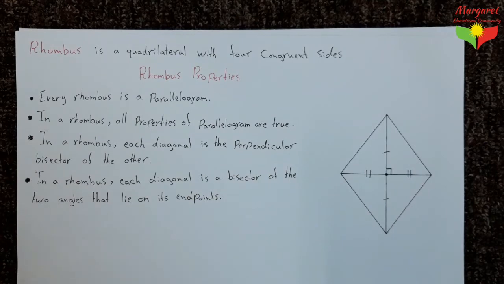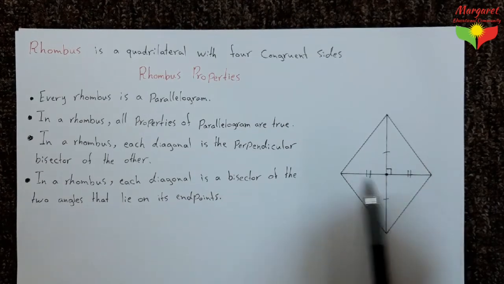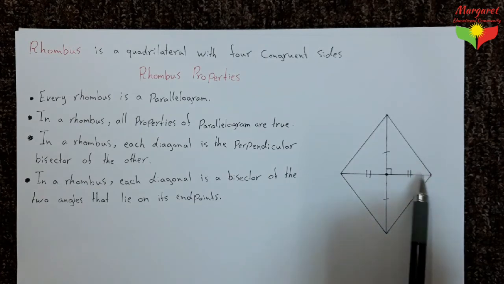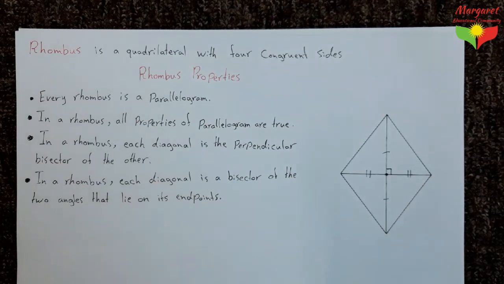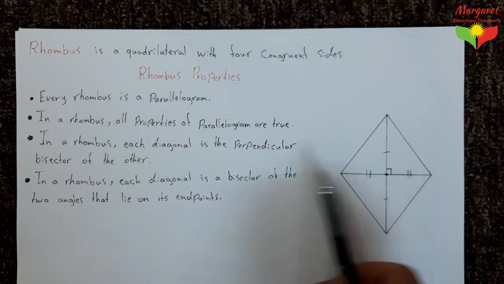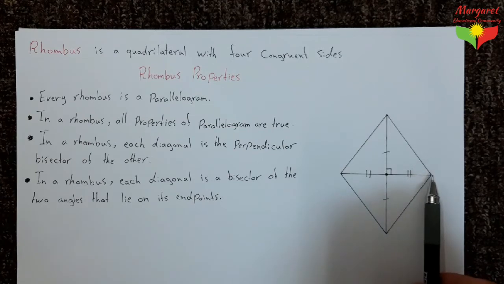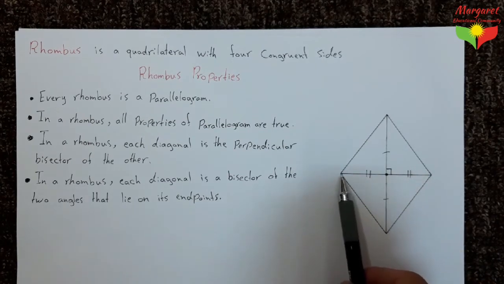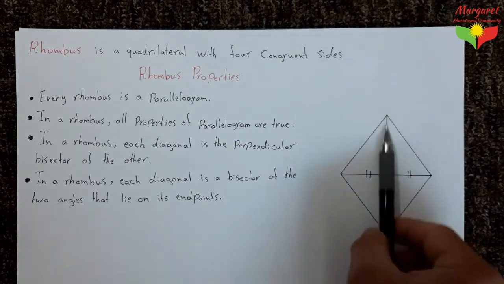And the fourth one says in a rhombus each diagonal is bisector of the two angles that lie on its endpoints. واتە هەر diagonalێک ئەو دوو گۆشانە bisect ئەکا کە ئەکەونە پۆینتی کۆتایی diagonalەکەوە. Or we can say that diagonal bisect the opposite angle.